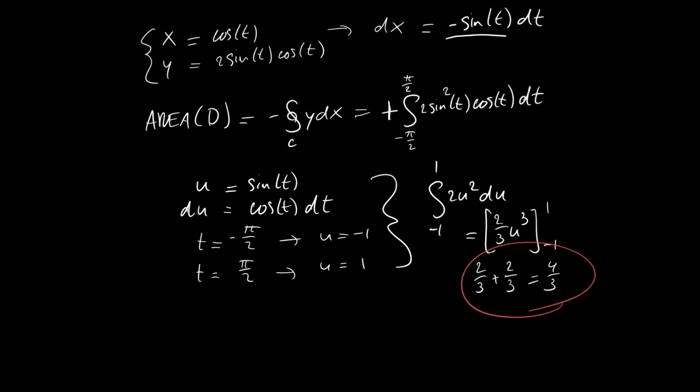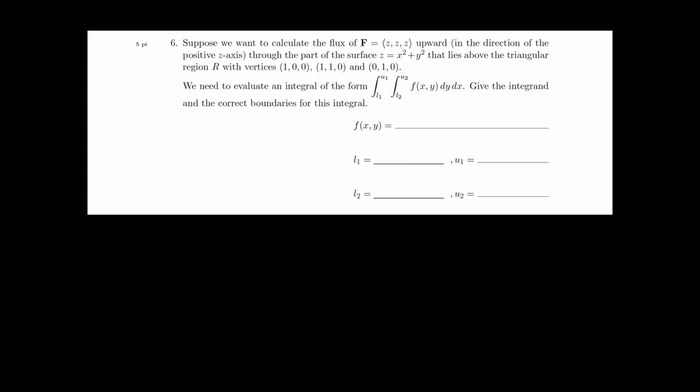There we go. That brings us to question number 6, and in this question we need to calculate the flux of the given vector field through a surface defined by z is equal to x squared plus y squared. And not just anywhere, we take the part of that surface that lies directly above some triangular region R.